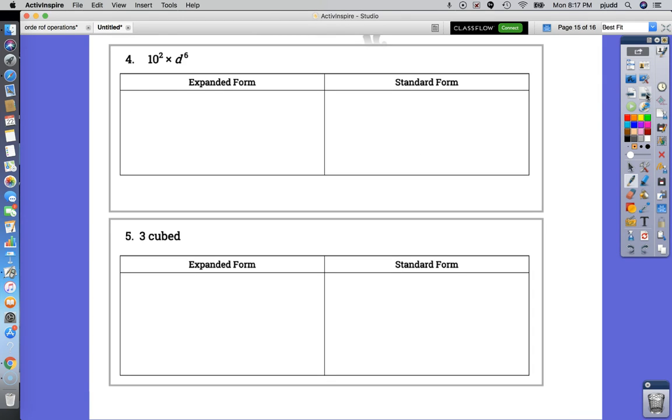Okay, 4 and 5. And again, I'm going to give you 3 minutes. You have a numerical base and you have a variable base. And notice this one here, cubed. That means it's 3 to the third power. Cubed is another way of saying it. So 3 minutes to work out 4 and 5. Pause the video here, and then we're going to check back in and see how you did. Okay? Pause, and we'll continue in a moment.